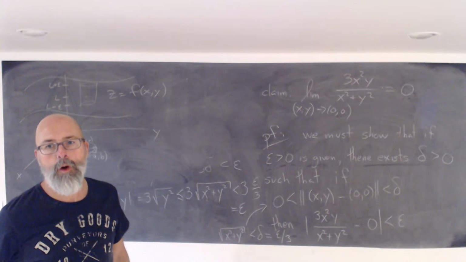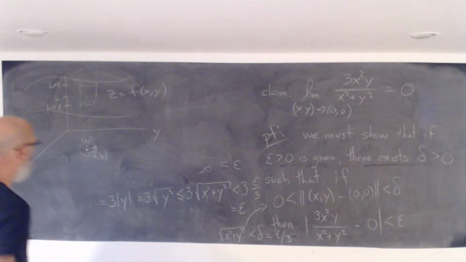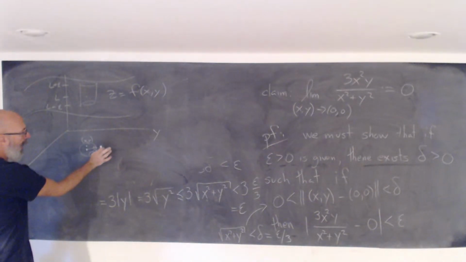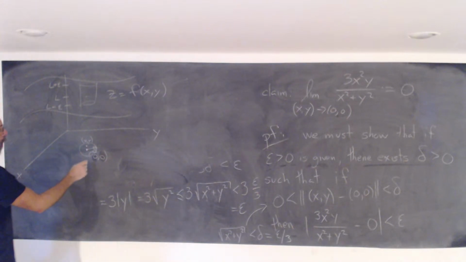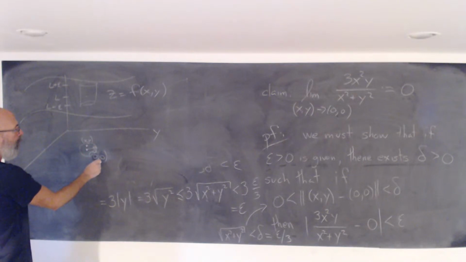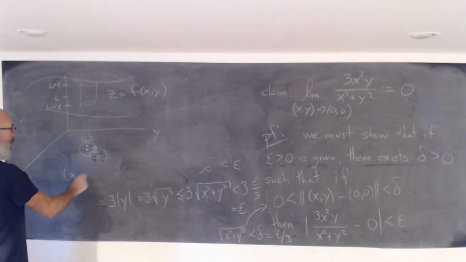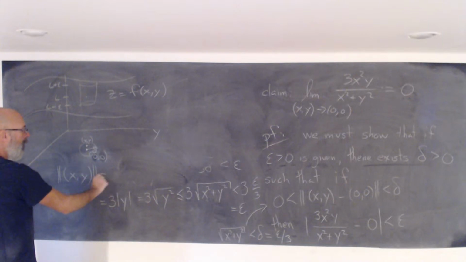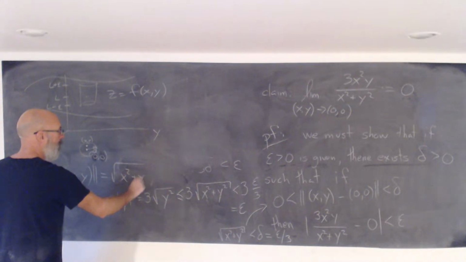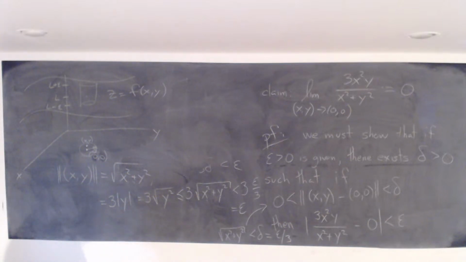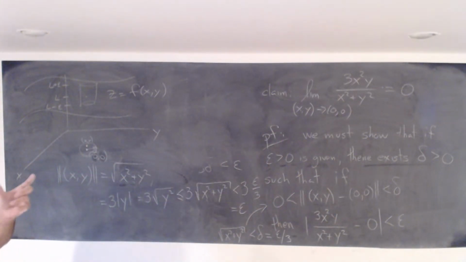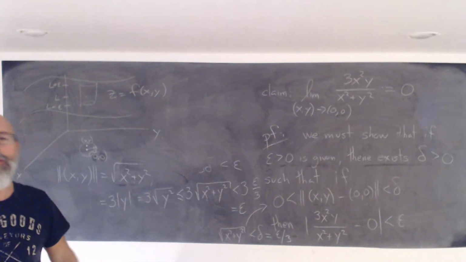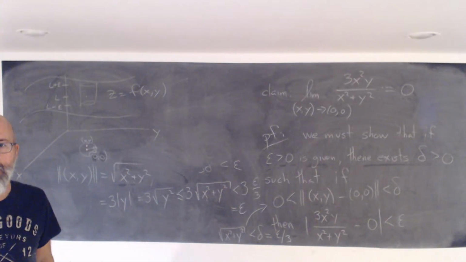But why does that mean that the square root of x squared plus y squared is less than delta? Well, in our case, (a, b) was (0, 0), right? So the point (x, y) minus the point (0, 0) gives you the vector (x, y), and the length of that is the square root of x squared plus y squared. It's the length of the vector. That's why we were looking at linear algebra yesterday.